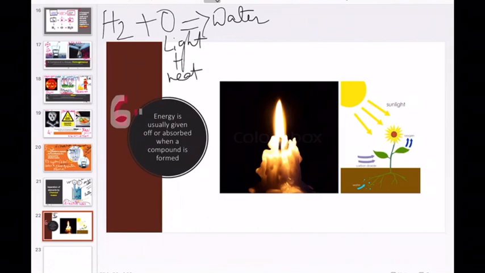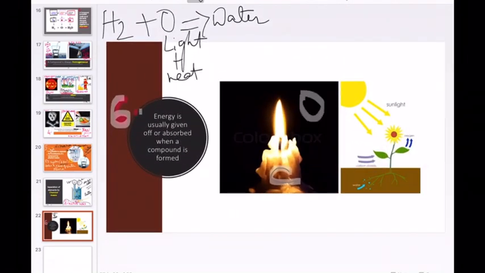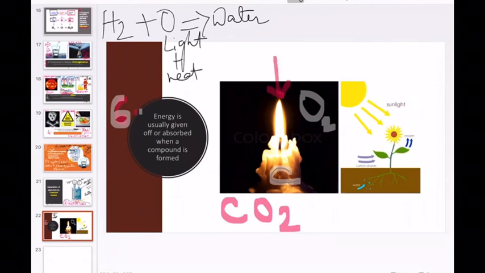You see the pictures over here. When you burn a candle, the carbon of the candle combines with oxygen from the atmosphere to produce carbon dioxide. And the net result is what? What type of energy do you get? Heat energy.